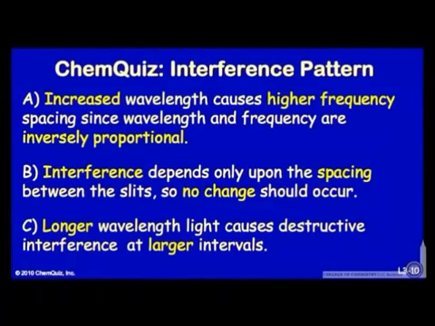Let's consider three possible explanations for the three answers. A, increased wavelength causes higher frequency spacing since wavelength and frequency are inversely proportional. Or B, the interference depends only on the spacing between the slits. So increasing the wavelength doesn't change anything and no change should occur. Or C, longer wavelength light causes destructive interference at larger intervals along the wall. Think about those three options and make another selection.